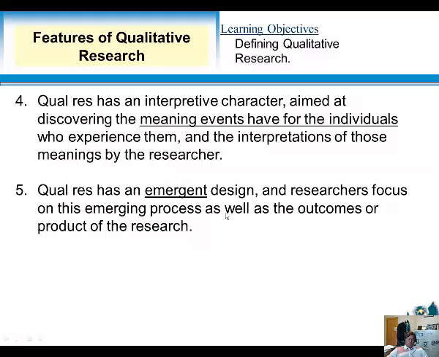Fifth, qualitative research has an emergent design, and researchers focus on this emerging process as well as the outcomes or the product of the research. So as an emergent design, this goes hand in hand with not knowing what you're going to be looking for sometimes, and then when something pops up you can refocus if you need to.